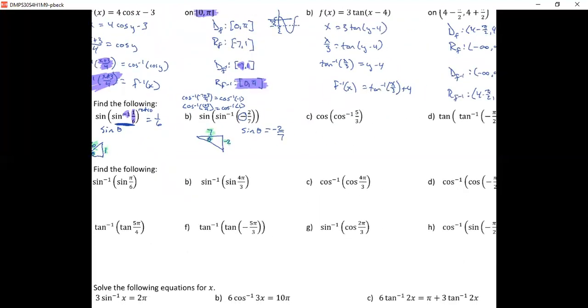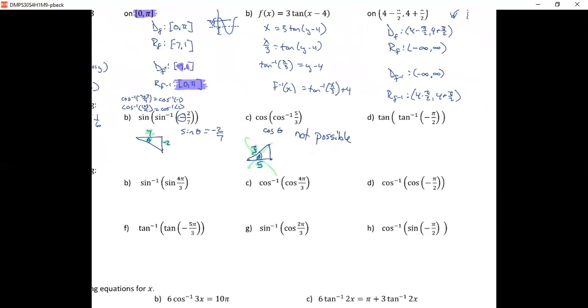Now for C, when I draw this out, the cosine of the inverse cosine, this is asking for the cosine of some theta. Well, let's draw out the triangle. Because it's a positive ratio, that theta is in quadrant 1, and the cosine ratio is adjacent over hypotenuse. Now, if you'll notice, we can't actually do this problem because this triangle has a hypotenuse bigger than the adjacent, so this is not possible. And that's something you have to be very, very careful of, that the problem has to be possible for you to be able to do it.